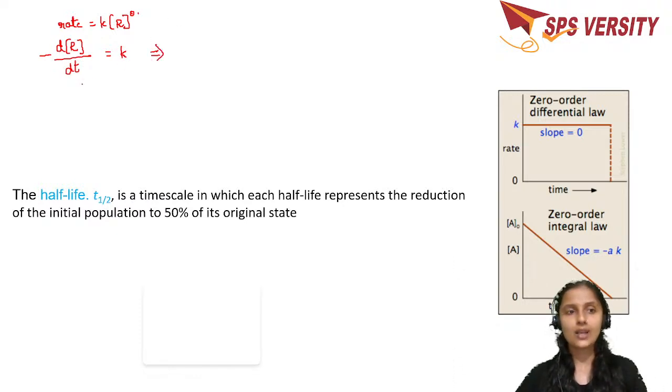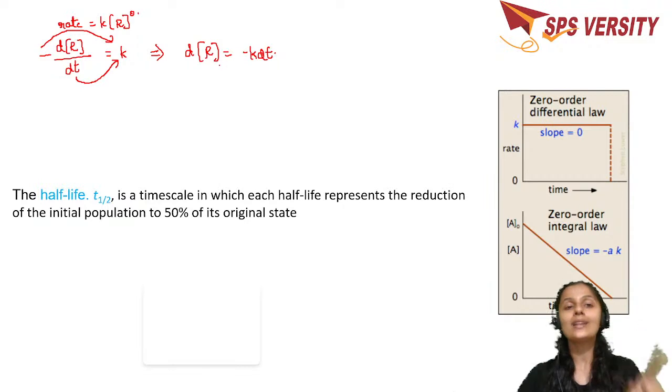Now we'll rearrange this expression. We'll take this dt here and shift the minus symbol here. So what are you going to get? dR is equal to minus k dt. So there are differential terms, dR and dt. Now you have to integrate to get their whole values.